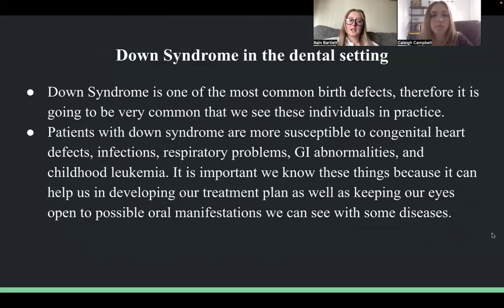Down syndrome in the dental setting. Down syndrome is one of the most common birth defects. Therefore, we are going to be most likely seeing these individuals in practice. Patients with Down syndrome are more susceptible to congenital heart defects, infections, respiratory problems, GI abnormalities, and childhood leukemia. It is important that we know these things because it can help us in developing our treatment plan, as well as keeping our eye open to possible oral manifestations we can see with some diseases.